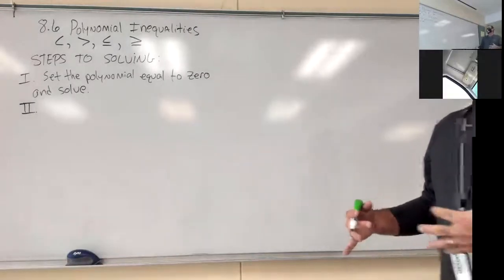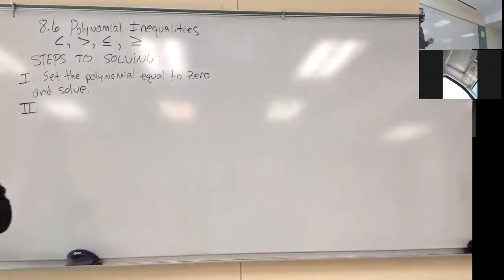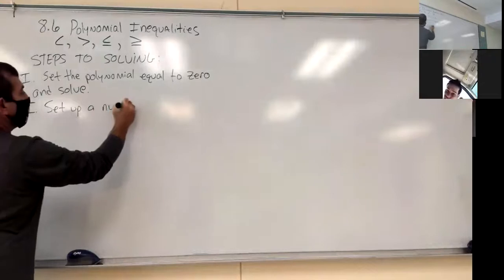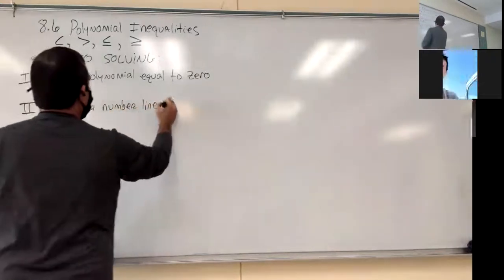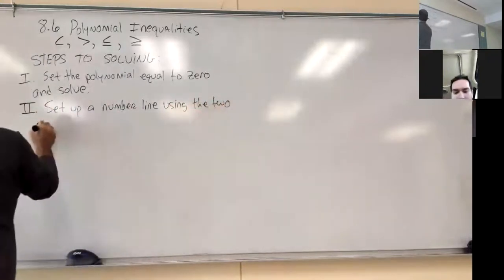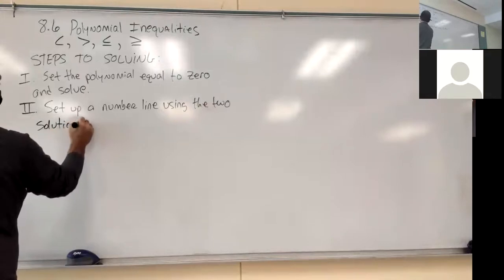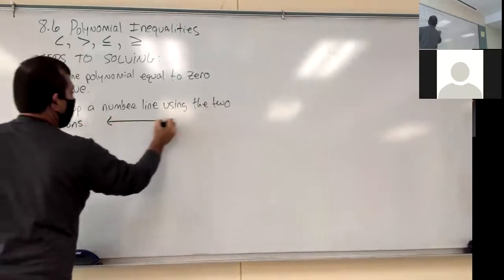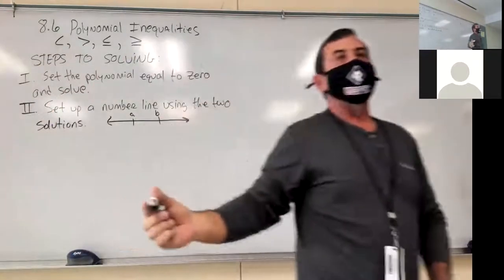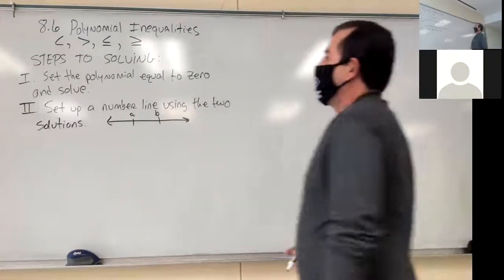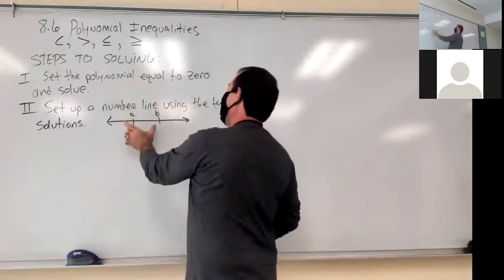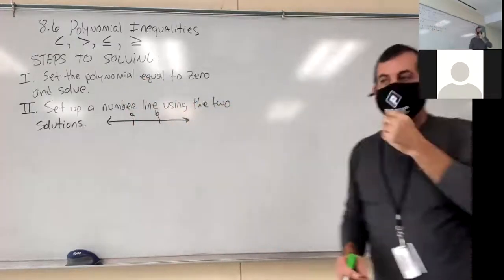So at this point, what I do to these problems, once I got those two answers, I'm going to set up a number line using the two solutions. So I'll have a number line coming across here. And at the moment, I'm just going to call my solutions A and B. So I'm going to get two answers out of most of these. So I'll set up a number line using the two answers.